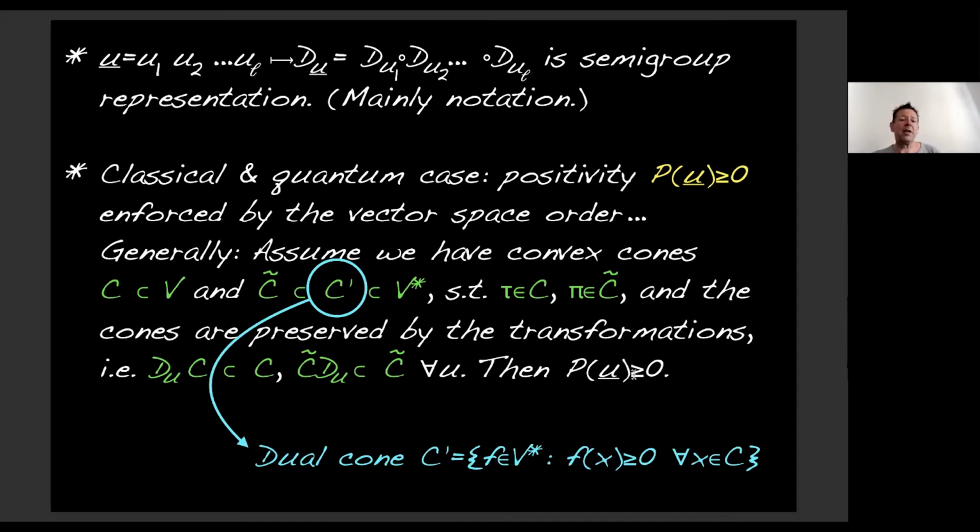And in the case of probability theory, it's even simpler. The vector space is basically some R to the B, and the convex cone is simply all the vectors with non-negative entries. The probabilities are a subset of those, and also the random variables that we want to consider.